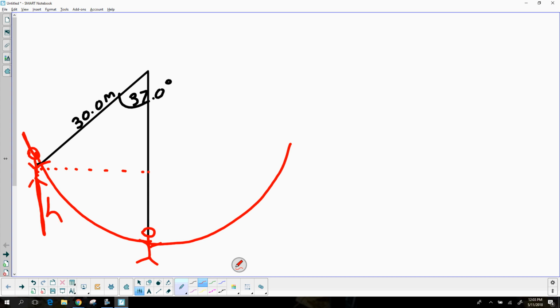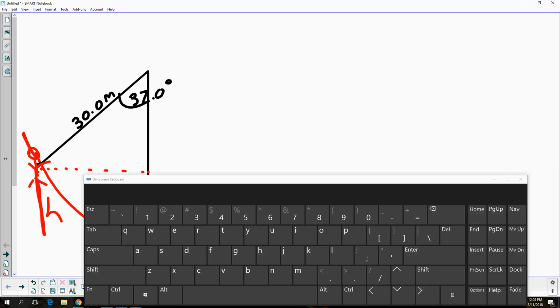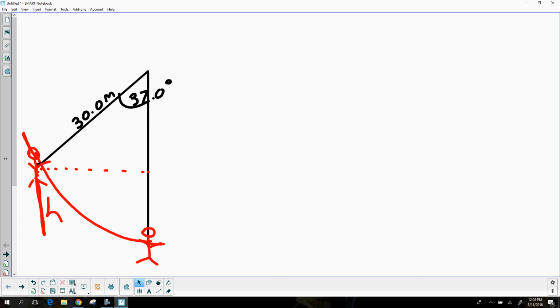So the vine actually turns into the hypotenuse of a right triangle. And my goal is to find the height Tarzan will be when that vine is pulled back 37 degrees. So I've got to find this height, because that height is going to dictate the potential energy at that moment in time. I put it from the center of mass, belly button. Not that it matters all that much.